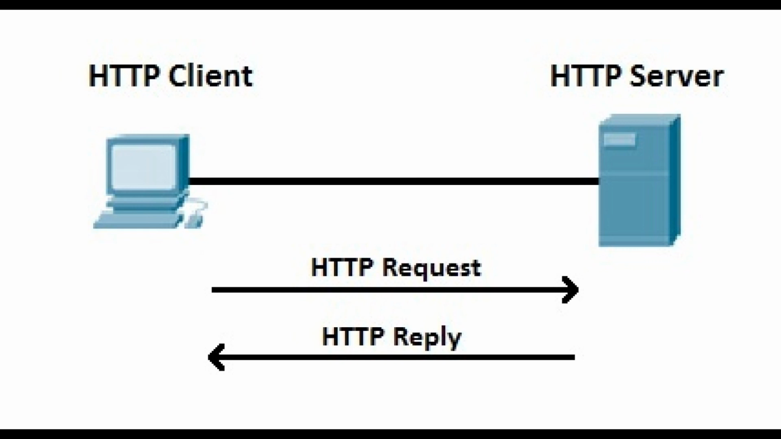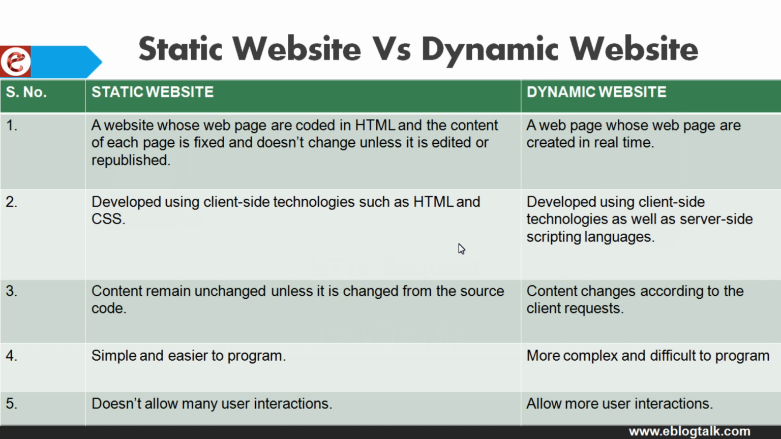Now come to the difference between a static and dynamic website. A website whose web pages are coded in HTML and the content of each page is fixed and does not change unless it is edited and republished. While a website whose web pages are created in real time is a dynamic website. For example, we all know, mainly the bloggers, the WordPress CMS, where to change or modify a page we don't have to go to the source code. Simply go to the WordPress dashboard by logging in to WordPress.